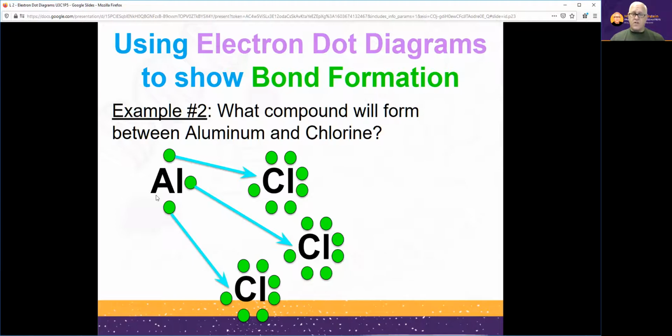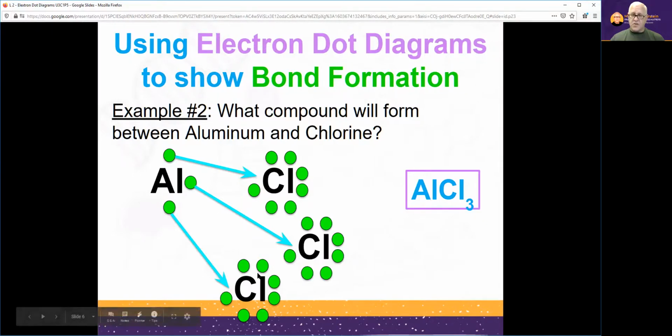And so now I have 1 chlorine atom, 1 aluminum atom and 3 chlorine atoms. And so this would end up being AlCl3, because I have 1 aluminum and 3 chlorines. And this shows a single bond. It's a single valence electron bond to each of these chlorines. Pretty easy, isn't it? I'm going to give you a moment to copy that down. And remember, these slides are posted for you on your Google Classroom.